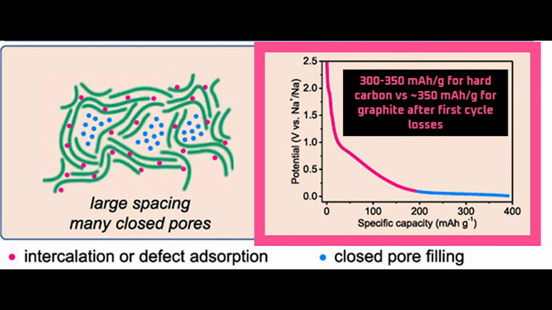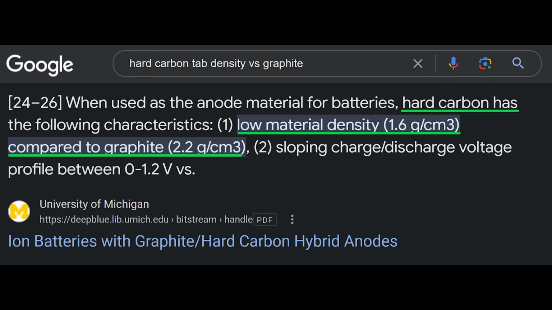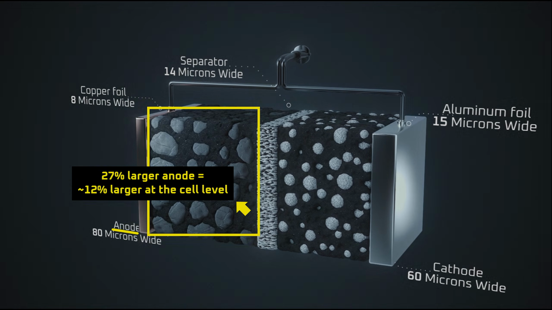With regards to the energy density of hard carbon, its gravimetric energy density is similar to graphite, but because its crystal structure contains more voids, it has a volumetric energy density that's 27% lower. However, again, the anode only makes up part of the battery cell, so the impact at the cell level is around a 12% decrease in volumetric energy density, meaning a cell that's 12% larger for the same energy capacity.